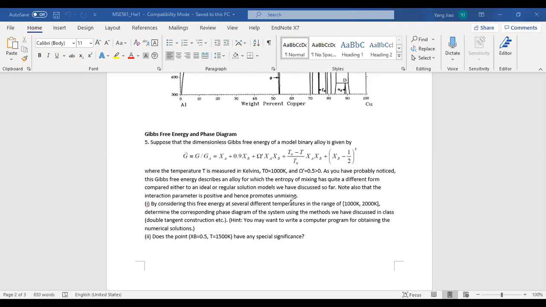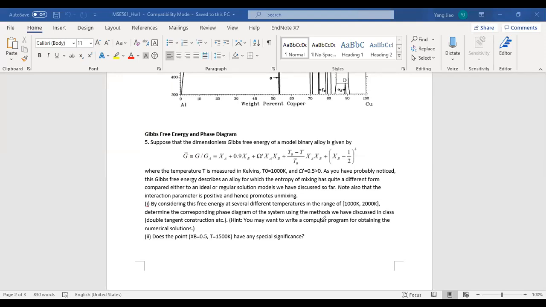But that is not quite essential to what we're asking here. So the key I'm asking is that by considering this free energy at different temperatures in this range, you can definitely consider more if you have time or your computer is fast, and determine the corresponding phase diagram of the system using the method we discussed in the class, namely the double tangent construction.